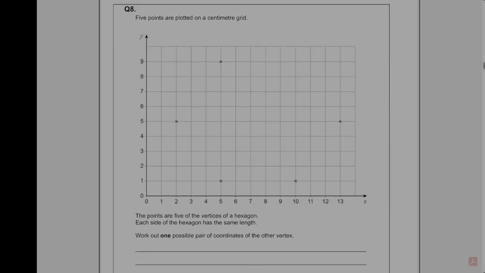Question 8. 5 points are plotted on a centimetre grid, so we've got the 5 points plotted so far. 1, 2, 3, 4, 5. The points are 5 of the vertices of a hexagon. Each side of the hexagon has the same length. Work out one possible coordinate of the other vertex. So we can see that if we join these up, we can get a feeling for it. So if that's my shape so far, we're missing one here. So that one would be there.